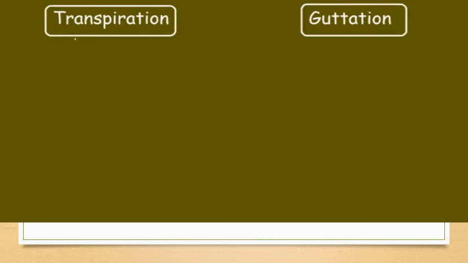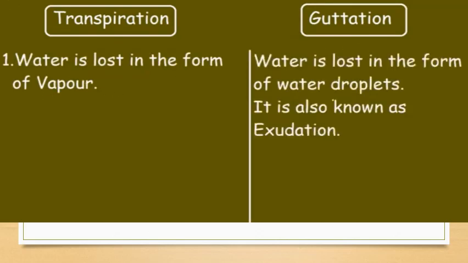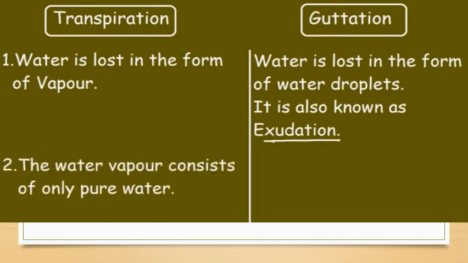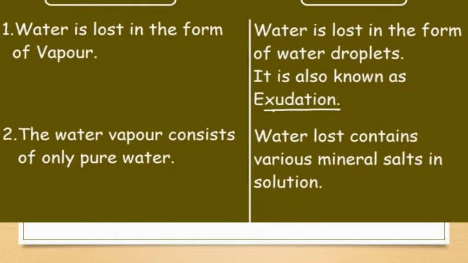These are the two processes regarding water loss. In transpiration, water is lost in the form of vapor, but in guttation, water is lost in the form of droplets, and it is also known as exudation. In transpiration, the water vapor consists of only pure water, but in guttation, this water contains various mineral salts in the solution.